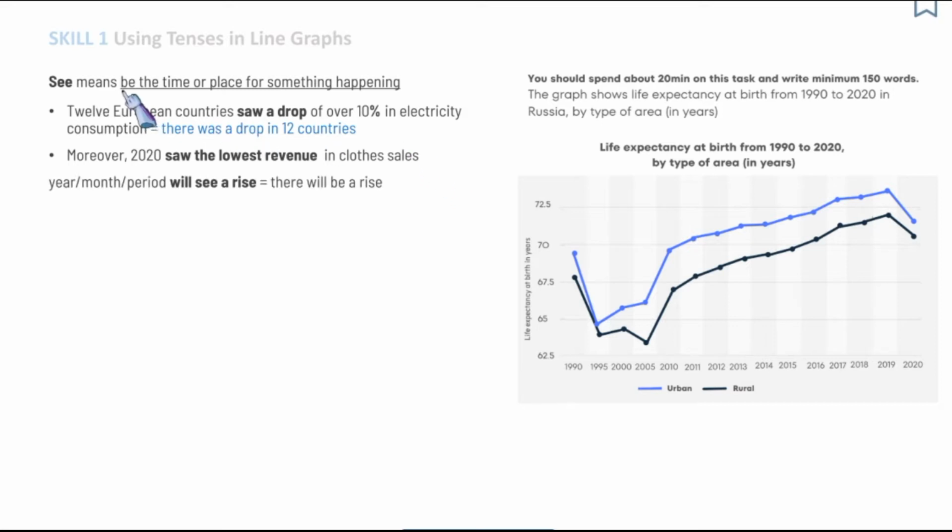As we have already said, see means be the time or place for something happening. So you can talk about a year, a month, a period, basically about time. And then you can use any form of the word see. Will see a rise, saw a rise. Or alternatively, you can talk about a country or city, a place. For example, like this, a country or city saw a reduction, meaning there was a reduction.